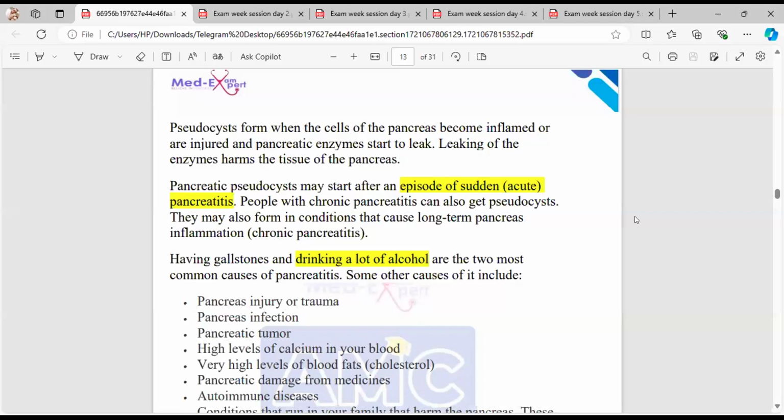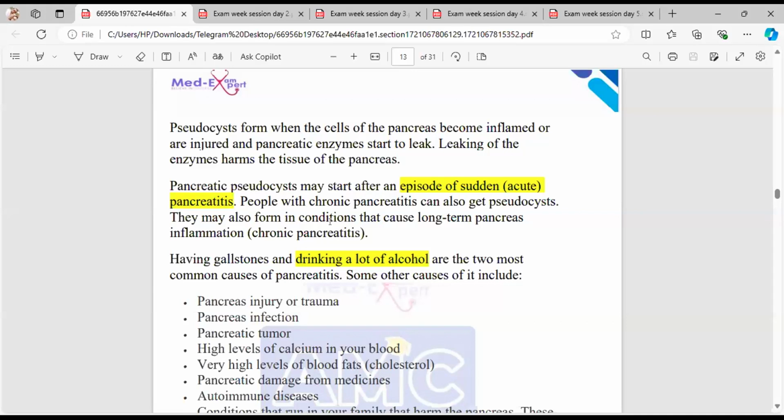Having gallstones and drinking a lot of alcohol. I am not sure this question is related to this, but I know the questions related to cirrhosis always give the history of drinking a lot of alcohol. In the exam question, in the history, they give this catching point: drinking a lot of alcohol. And second, yes, acute pancreatitis.